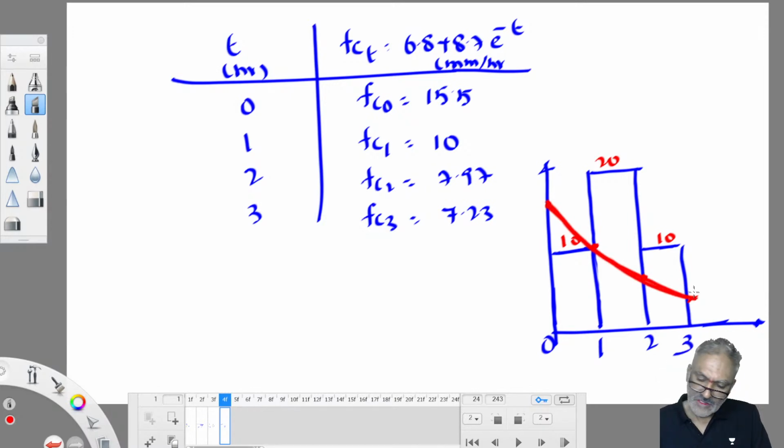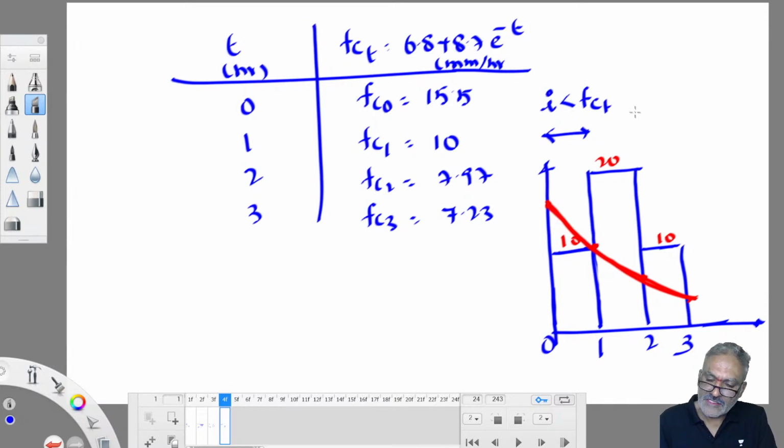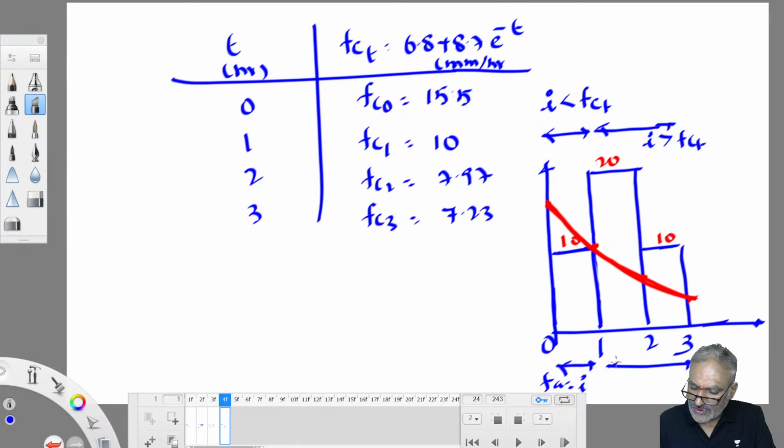This is Horton's curve. In the first 0 to 1 hour, I values are less than FCt at that time. Therefore, in this time period, FA is equal to I, so the rate of rainfall is equal to the rate of infiltration. Between 1 hour and 3 hours, I values are more than FCt, Horton approach is true, so in this portion FA is equal to FCt only. Therefore, in the first 1 hour Horton approach has failed, and the rate of rainfall and rate of infiltration are the same.